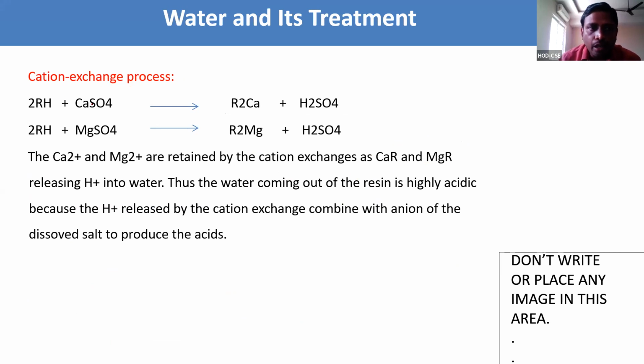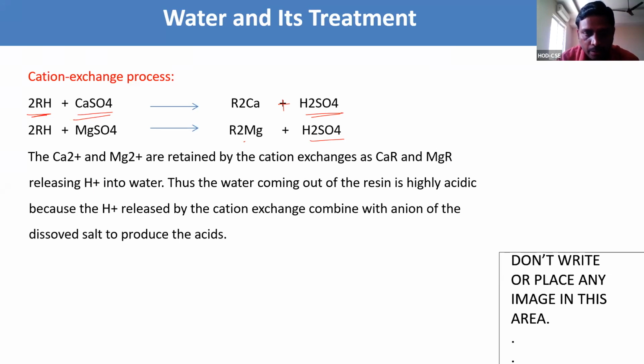Again, this is the resin. It reacts with salts like calcium sulfate, forming R2Ca plus H2SO4, which is an acid. And RH plus MgSO4 forms R2Mg plus H2SO4. The calcium and magnesium are retained by the cation exchanger as CaR or MgR, releasing H+ ions into the water.